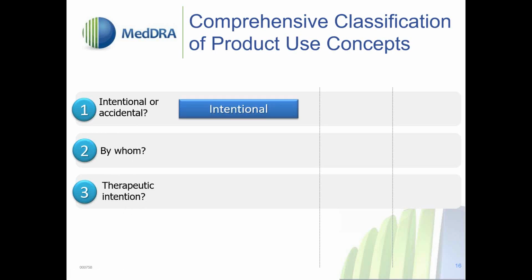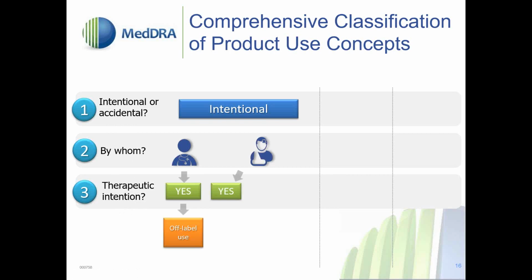Let us assume that the unapproved product use took place intentionally. If it is decided by healthcare professionals and for therapeutic purposes, we classify these incidents as off-label use. If this originates from the patient or consumer and happens in the therapeutic setting, we classify this as intentional product misuse. And if the deviation does not occur in the context of therapeutic use of the product, the deviation is classified as drug abuse or drug addiction, dependence.